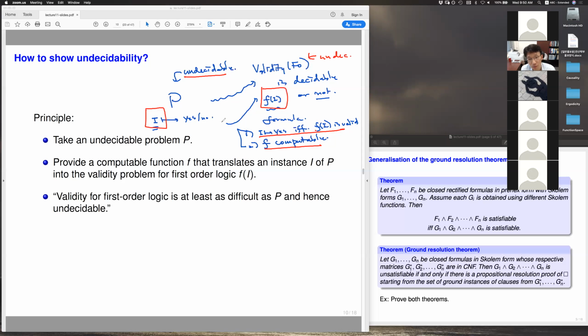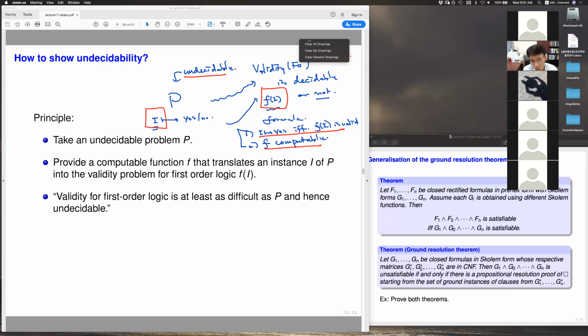The polynomial time reduction in NP, in complexity theory, has essentially the same flavor. There, instead of undecidability, we have a so-called NP-complete problem, and F should be not just computable but should run in polynomial time. More complicated classes like PSPACE and so on have a very similar flavor. So it's really proof by translating a known hard problem into the problem that we care about. That's the strategy we're going to use.